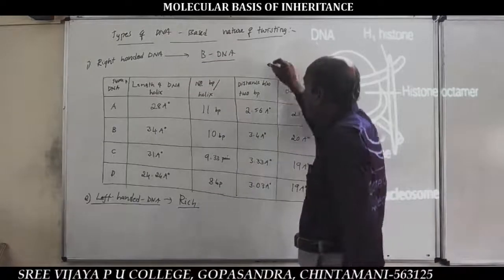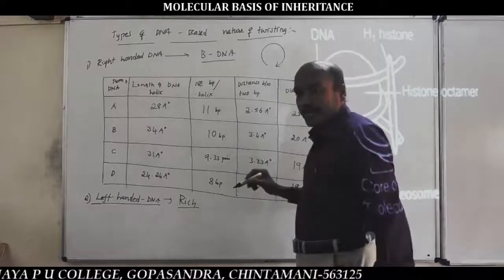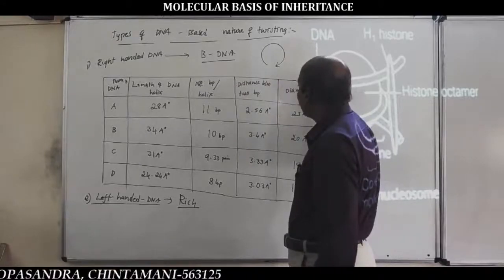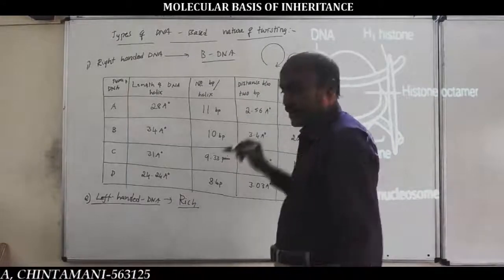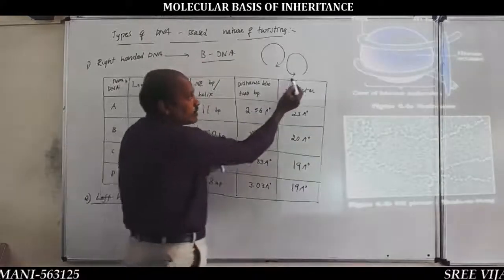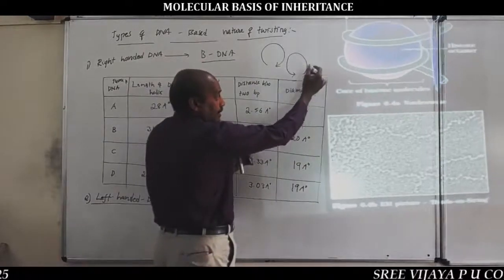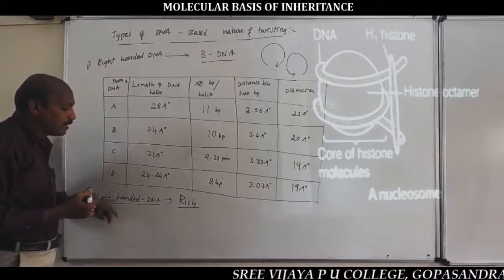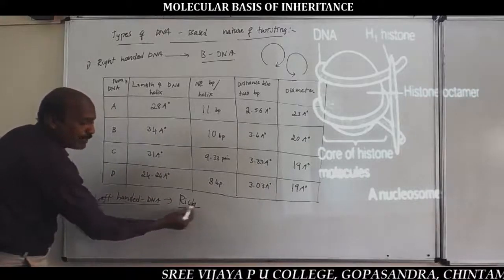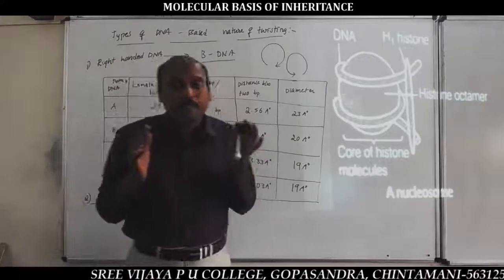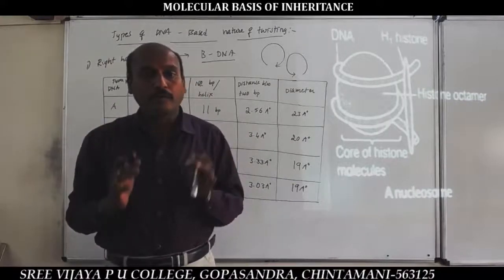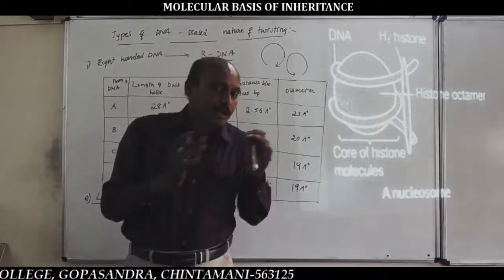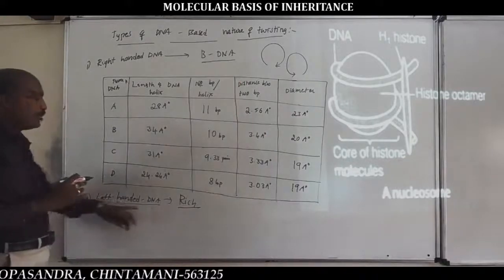You should remember this rotation is the right-handed direction, right-handed DNA, clockwise DNA. While in left-handed DNA, the 2 polynucleotide chains are twisted towards anti-clockwise direction. That's why such type of DNA is the left-handed DNA, first discovered by Rich. This type of left-handed DNA is found in some microbes, some prokaryotic organisms.